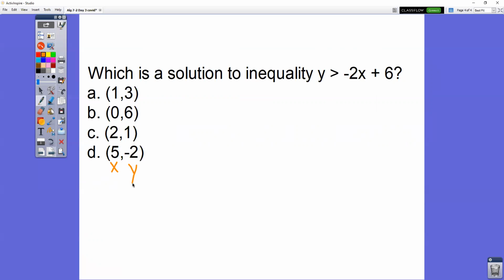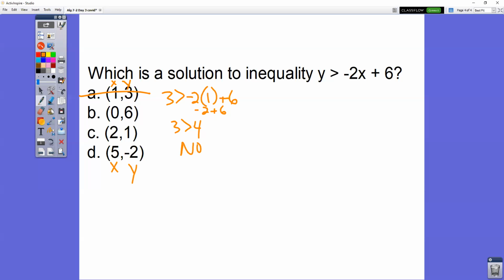So if I pick A and I go to sub in A, this is my x, this is my y. I would have 3 is greater than negative 2 times 1 plus 6. Negative 2 times 1 is negative 2, plus 6 is 4. Is 3 greater than 4? No, it's not. So therefore, this one is not a correct answer. I would try the next one. I'm going to tell you that D ends up being the correct answer.